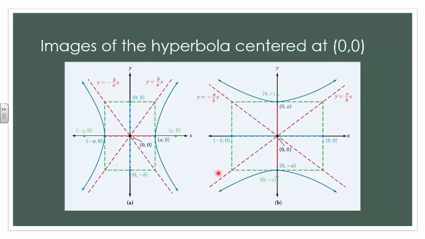Take a look at the images of hyperbolas centered at (0, 0). Here in image A, we have a hyperbola whose transverse axis lies along the x-axis. And on the right, we have a hyperbola whose transverse axis lies along the y-axis. Notice any differences that you see in these two figures.